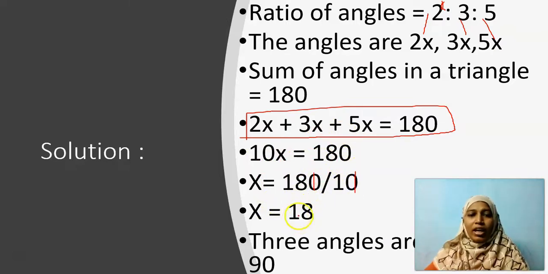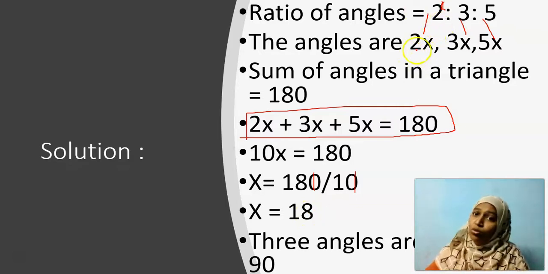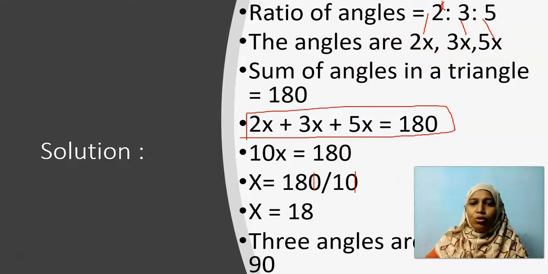One angle is 18 degrees. The angles are 2 into x. This x denotes only one part. But how many parts is given for the first angle? 2 parts has been given. So you have to multiply 2 into 18.